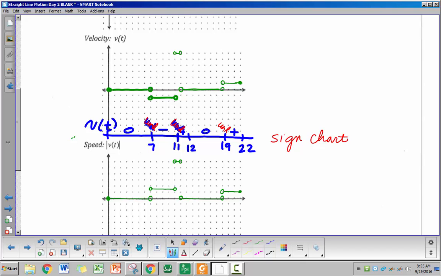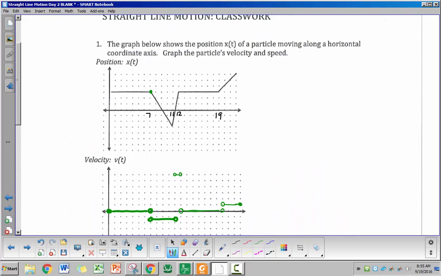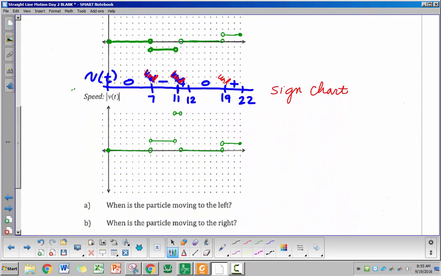When did I say particles were moving horizontal? This is horizontal motion. So what is it doing here? It's stopped, right? So it's stopped. Here it's moving left, and then it's moving right momentarily, and then it's going to take a stop break, and then it's going to move right again. You can read it right off the sign chart, can't you?